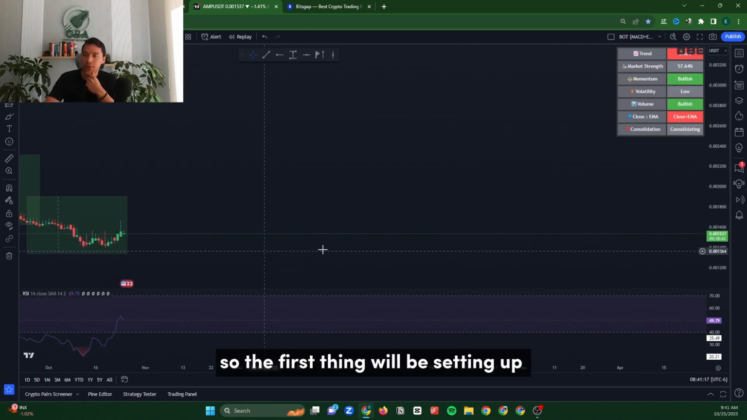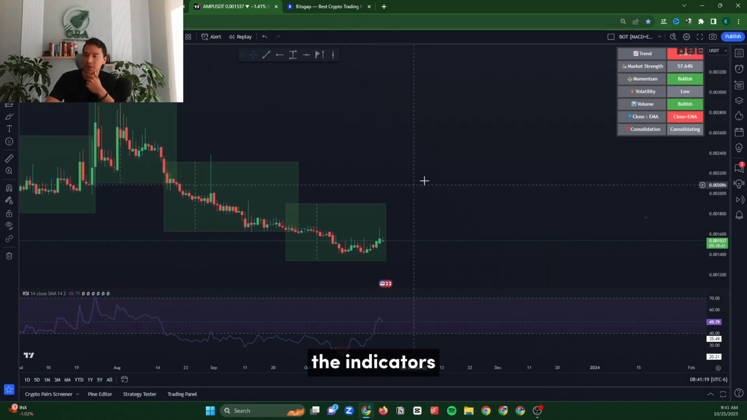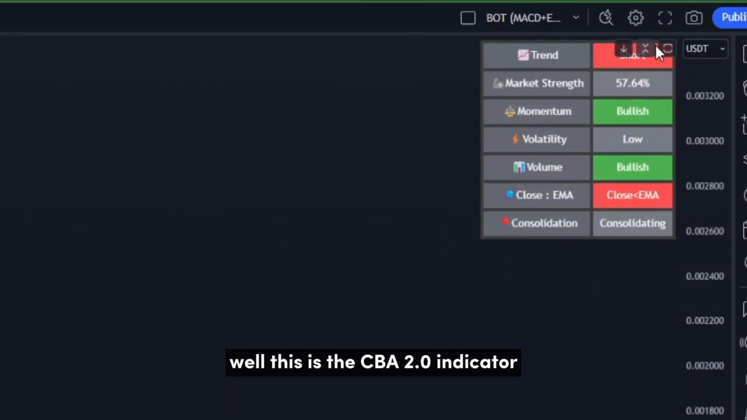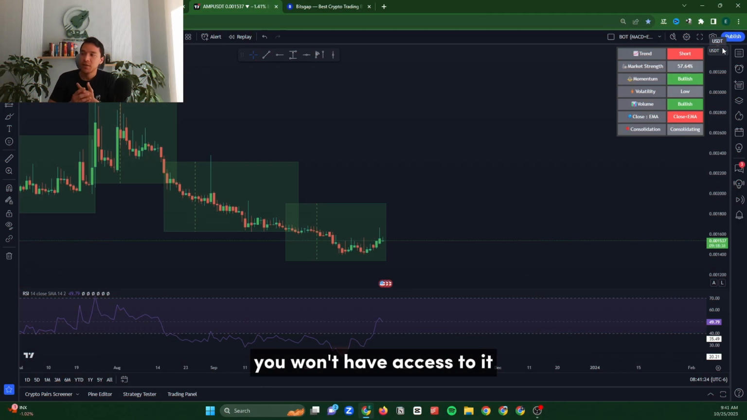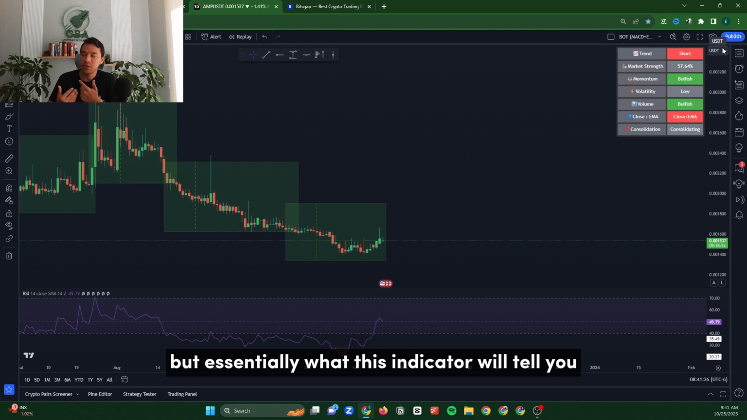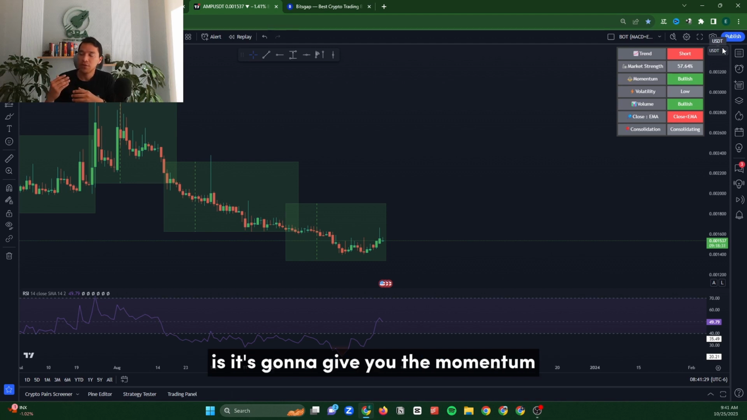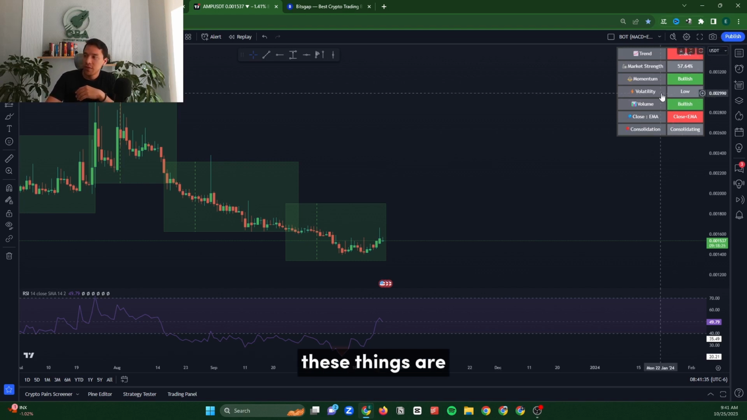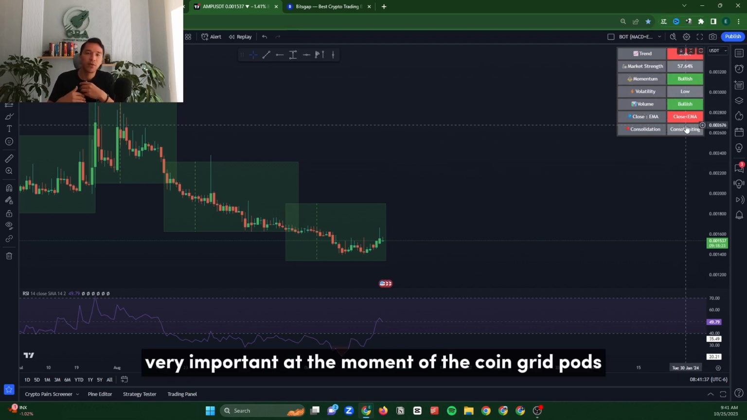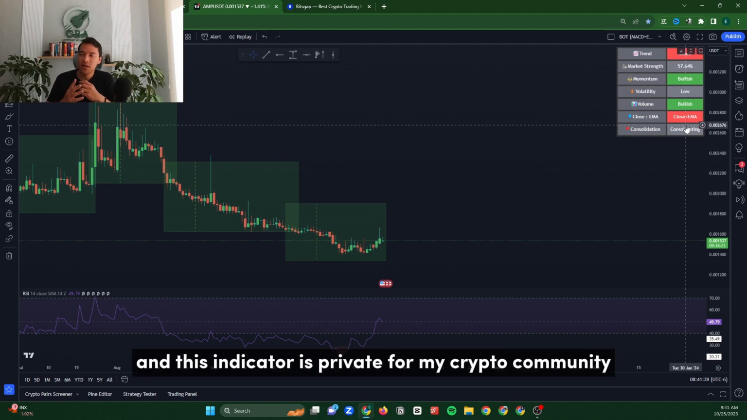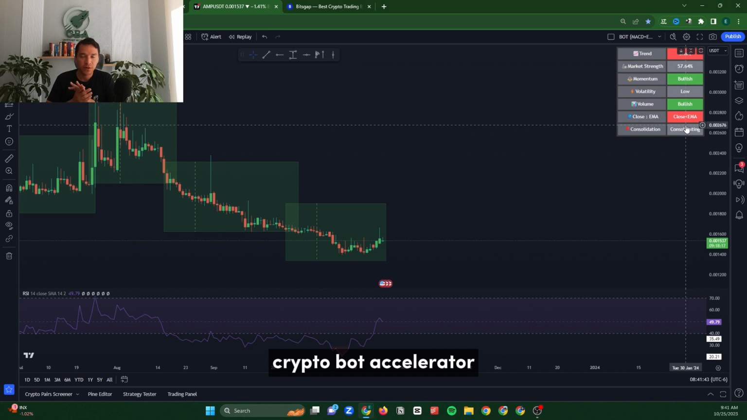So the first thing will be setting up the indicators. Well, this is the CBA 2.0 indicator. You won't have access to it, but essentially what this indicator will give you is the momentum, volume, and whether or not the cryptocurrency is on consolidation. These things are very important at the moment of deploying grid bots. And this indicator is private for my crypto community, Crypto Bot Accelerator. If you want to learn more about it, check the first link in the comments.